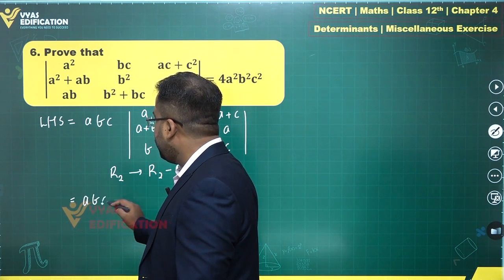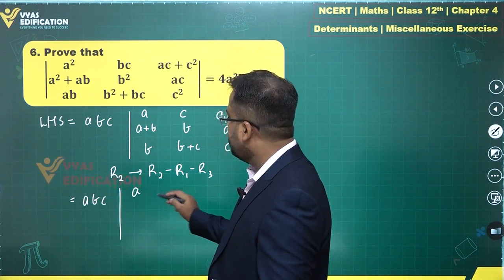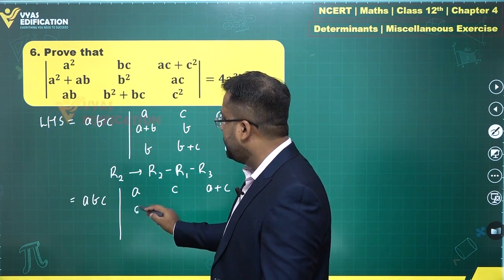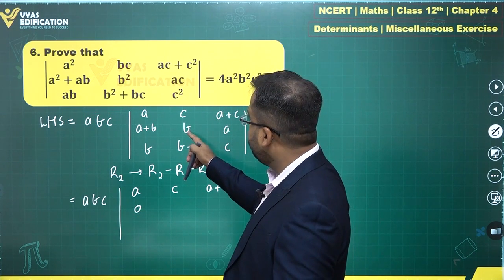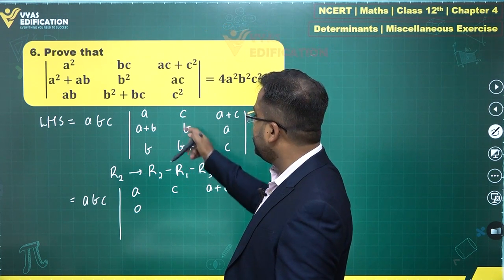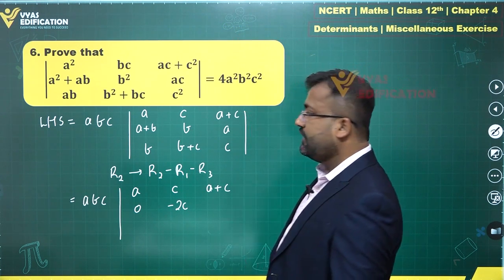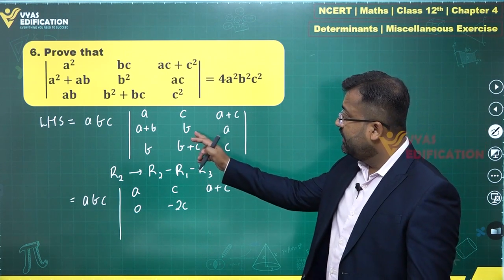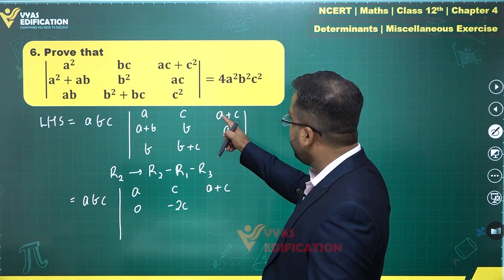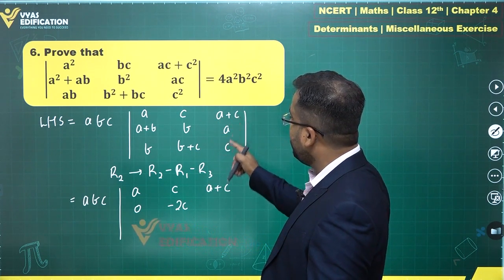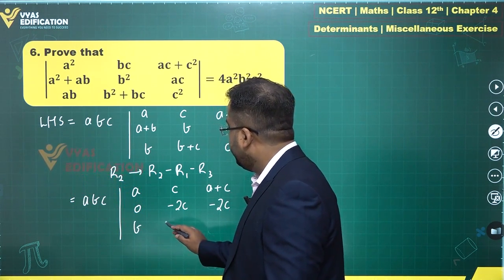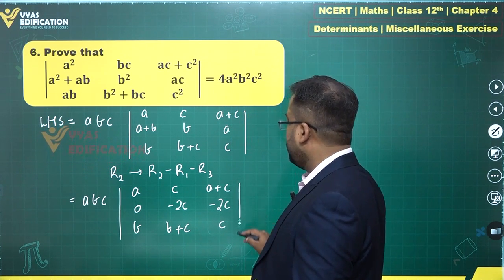This is A, B, C, and what you'll get is A, C, A plus C will remain as it is. A plus B minus A minus B will become 0. B minus B will become 0. Minus C will become minus 2C. Is that okay? Please observe. B minus B will become 0. There will be minus C and there will be another minus C, that will become minus 2C. A minus A will become 0. Minus C and minus C will become minus 2C. B is okay. B plus C is okay. And C is okay. That's not an issue.